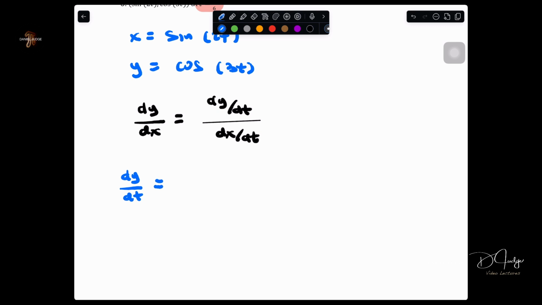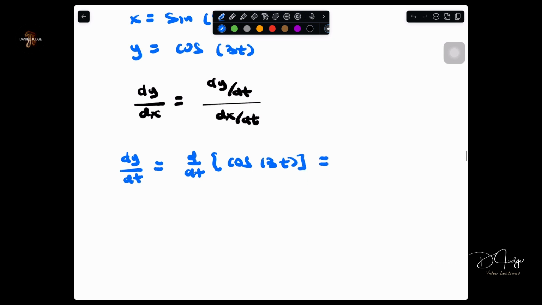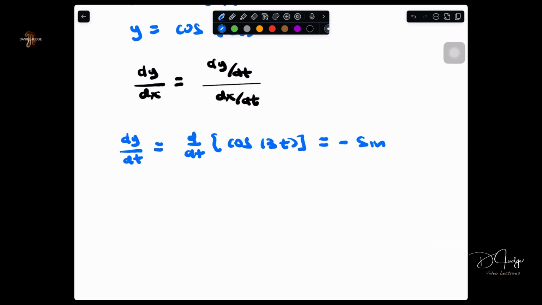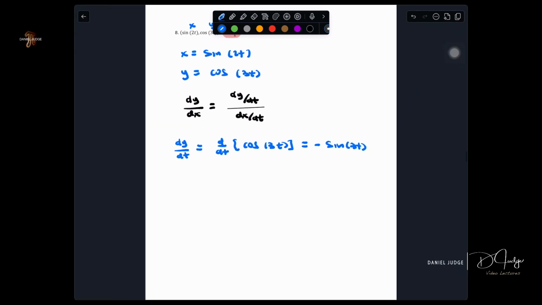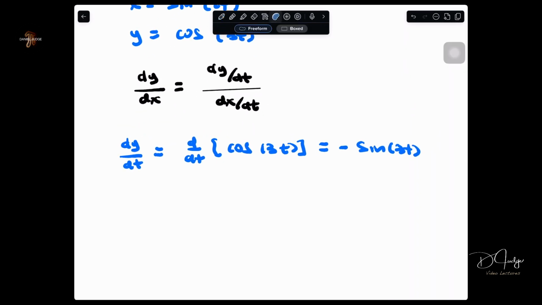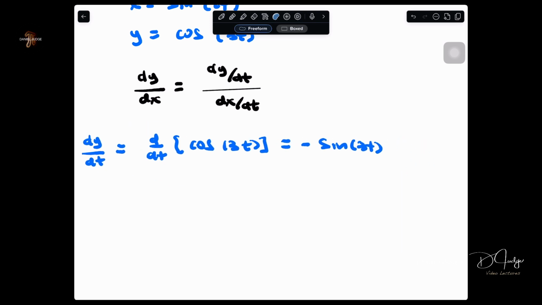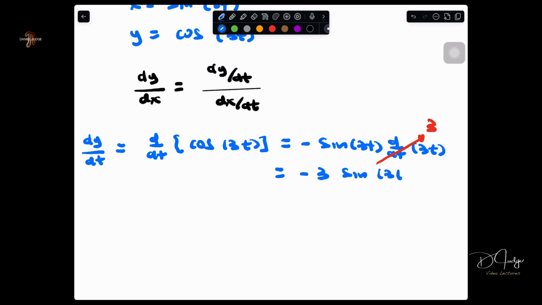So dy/dt is the derivative of cosine 3t. And derivative of cosine is minus sine 3t. And then don't forget chain rule. So we have to differentiate 3t with respect to t. And that derivative is just 3. So we get negative 3 sine 3t for dy/dt.